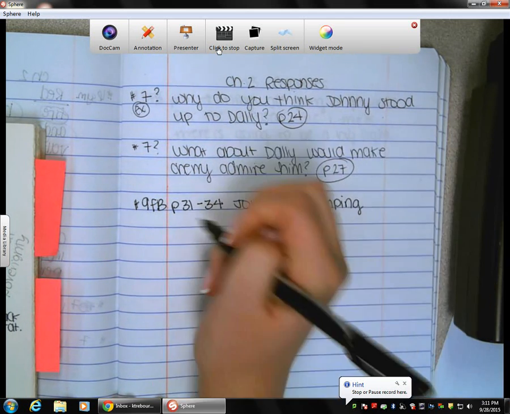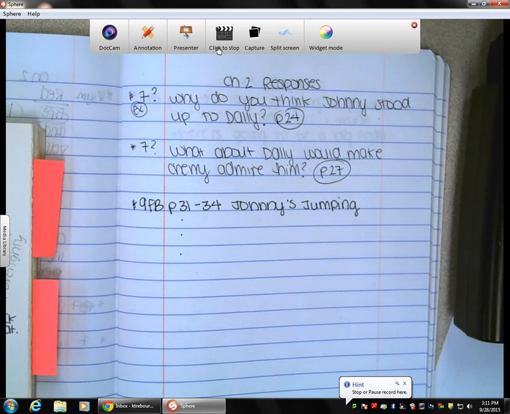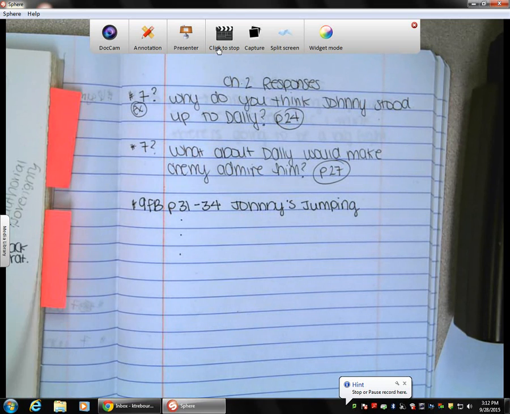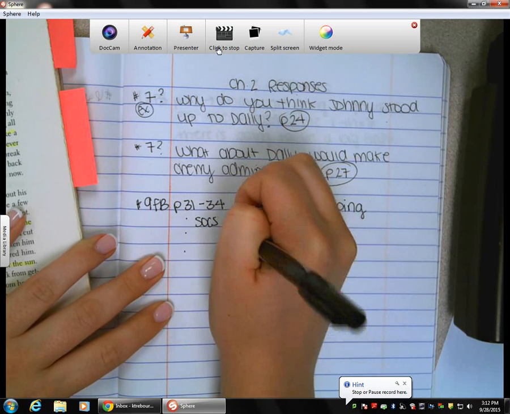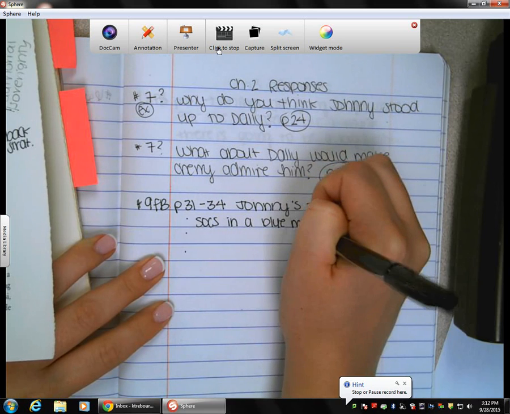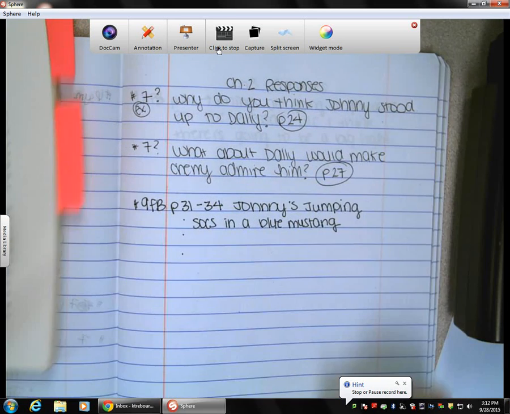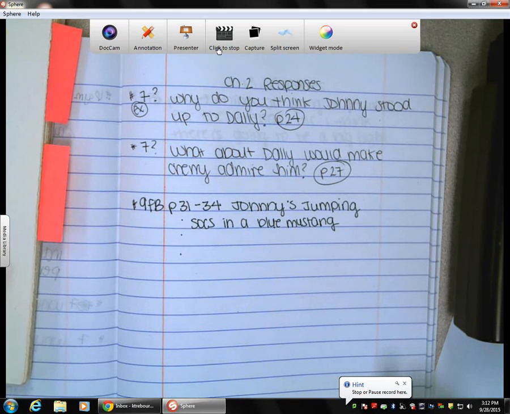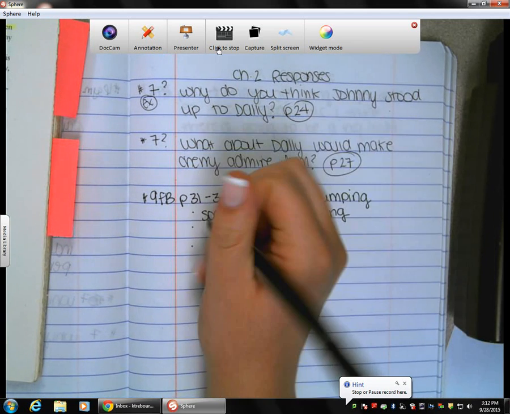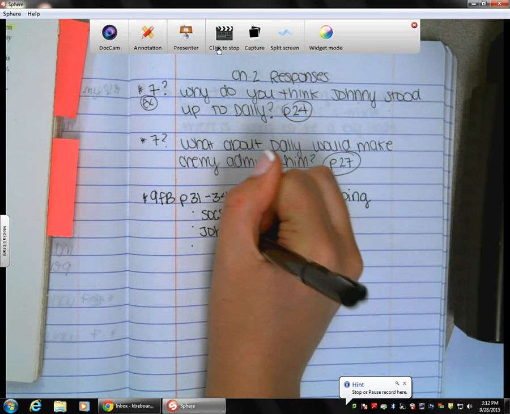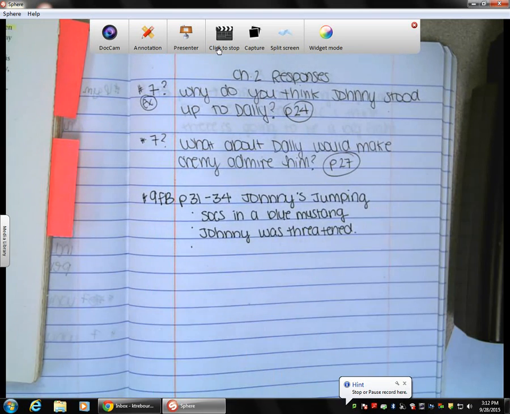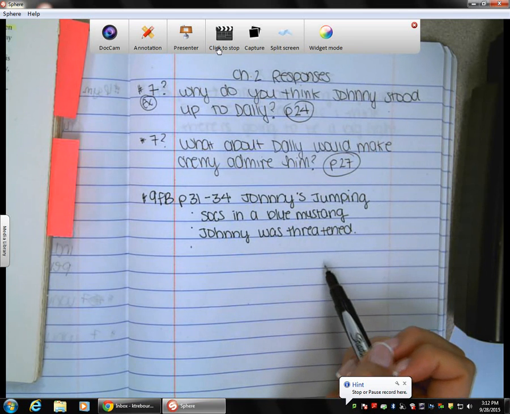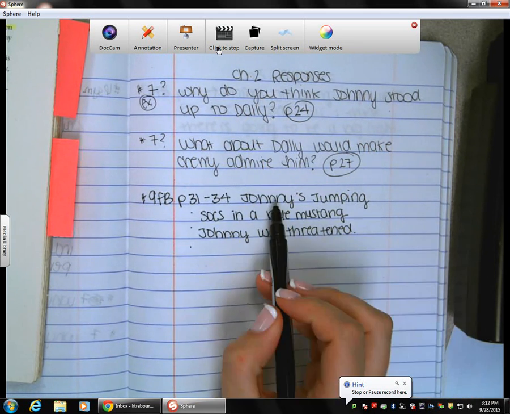And below, I want you to list some information you find. So for example, I know as I read it that the issue that started it was there were Socs in a blue Mustang. I also know information that Johnny was threatened. So I want you to go through like how I am and just make a bulleted list of all of the factors of information that we were given from the flashback of Johnny's jumping.